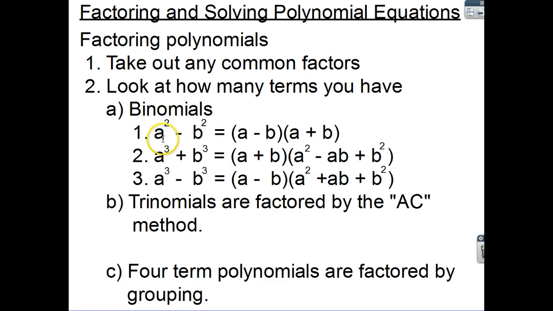But if after you take out a common factor you have a binomial that matches one of these 3 special cases, the first one is the difference of 2 squares. That factors into a minus b times a plus b, and my students have seen that already this year. New to our class is the sum of 2 cubes. That factors into a plus b, in parentheses, times a squared minus ab plus b squared. The third one is the difference of 2 cubes, which factors into a minus b times a squared plus ab plus b squared.